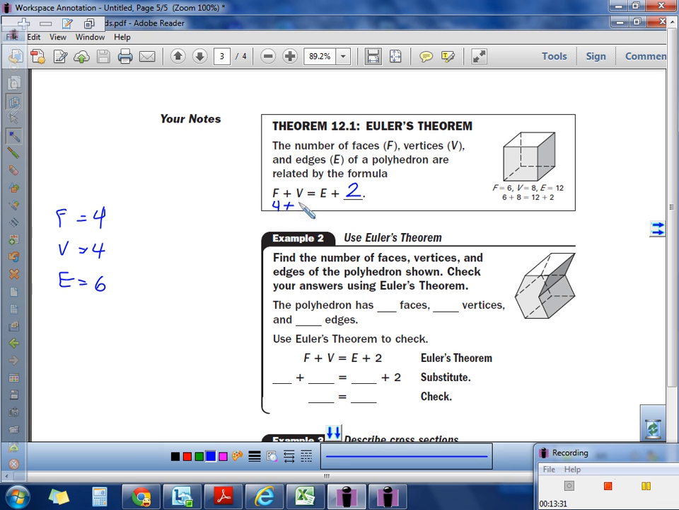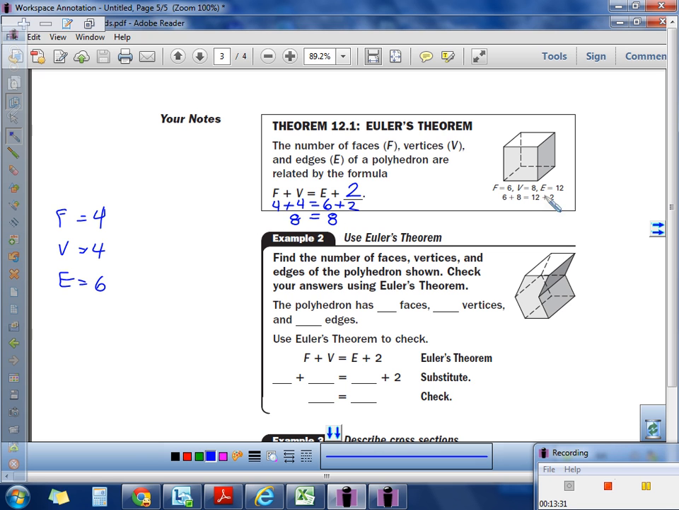V is 4. Equals E, which is 6, plus 2. What's 4 plus 4? And then 6 plus 2? Does it work? That means we counted correctly. So why is this formula important? Because some shapes are harder to count on, and it's easy to make a mistake. But if you plug into this formula, it's like your checking mechanism.